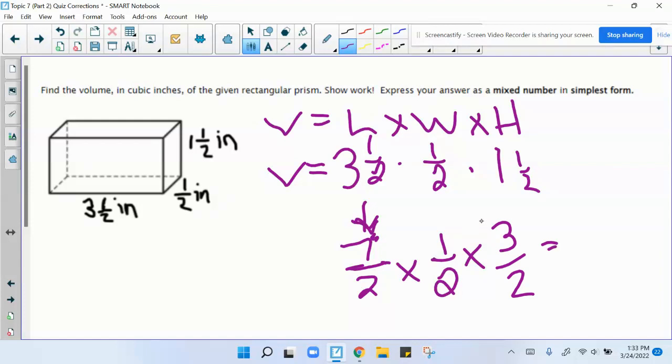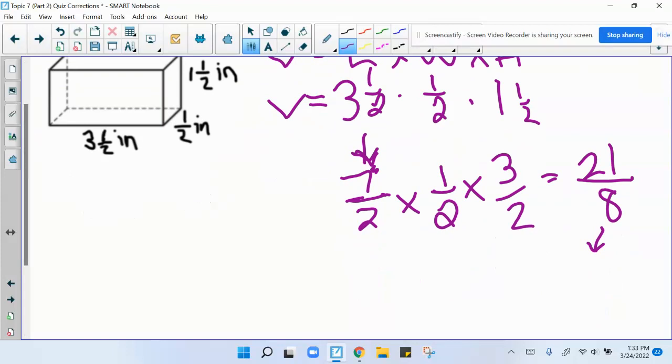7 times 1 is 7, times 3 is 21. 2 times 2 is 4, times another 2 is 8. And then it also says to express your answer as a mixed number in simplest form. This is in simplest form because 21 and 8 don't share a common factor, but 8 can fit into 21 2 times, which makes 16, and then you would have 5/8 left over. So that would be 2 5/8.